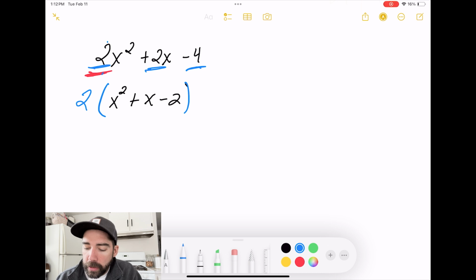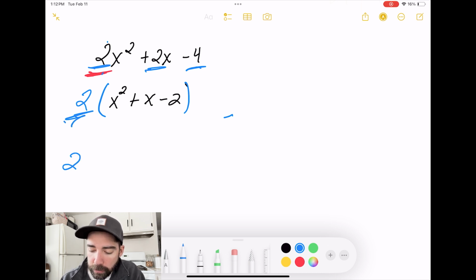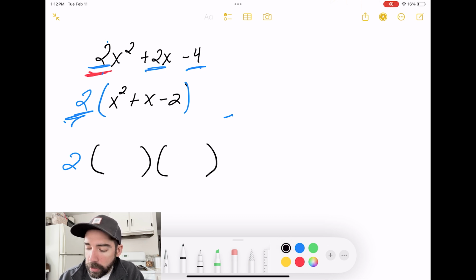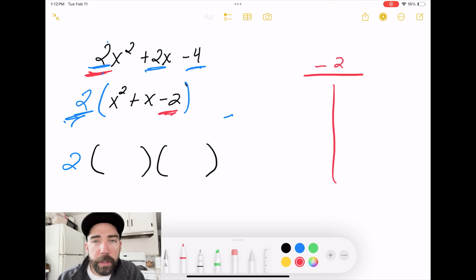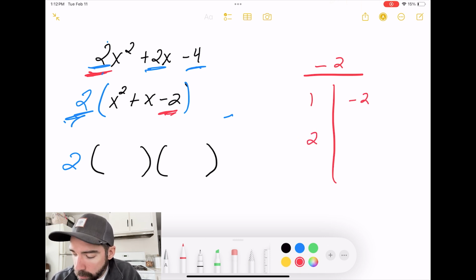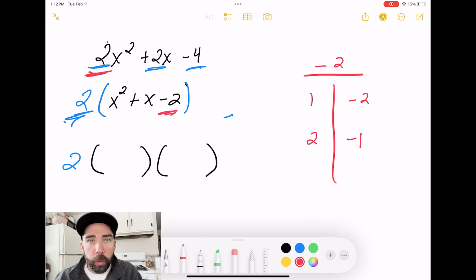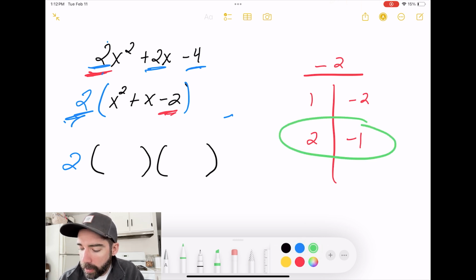Okay, so we can just leave the 2 hanging out. We'll bring it down, okay? And we're going to get two monomials. How do we get that? Remember, it's right here. What multiplies to be negative 2 that would combine to be positive 1? We could do 1 and negative 2, or we could do positive 2 and negative 1. Which one, when combined together, would give us positive 1? It's this one right here. So our answer is 2 times x plus 2 and x minus 1.